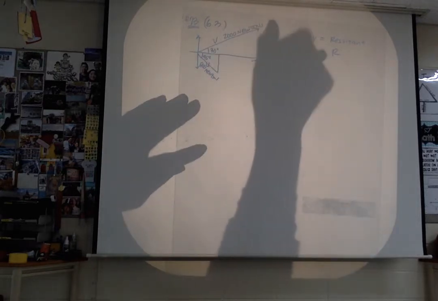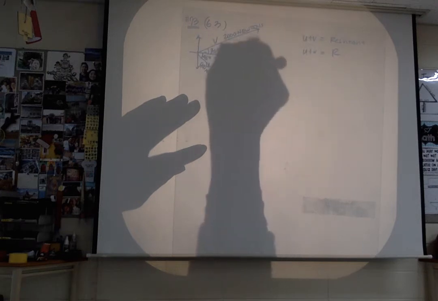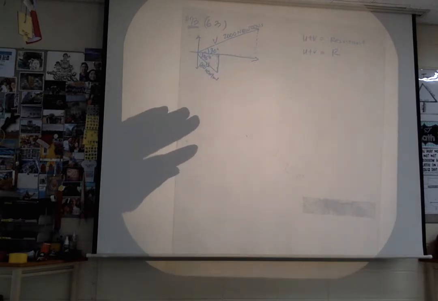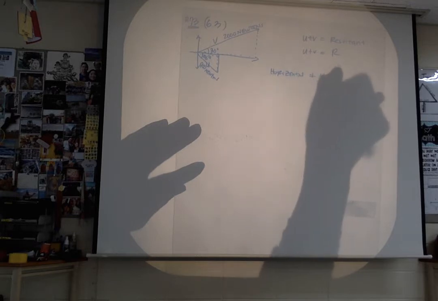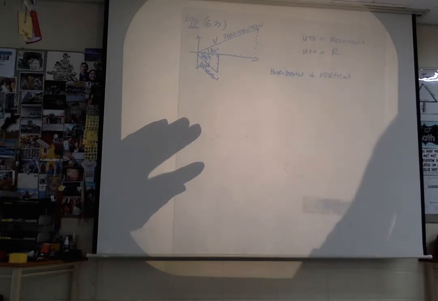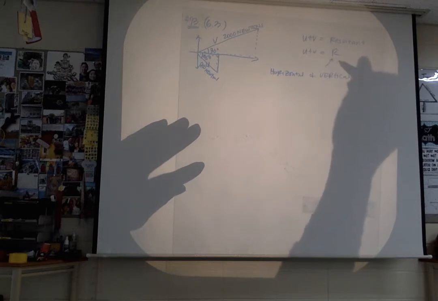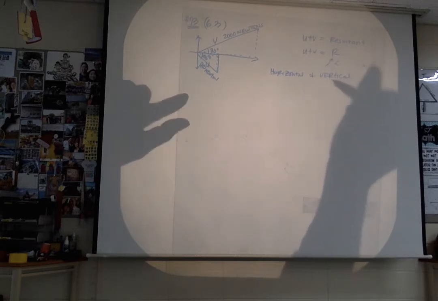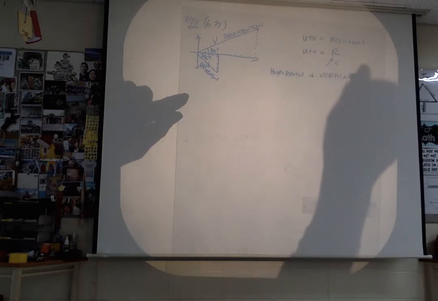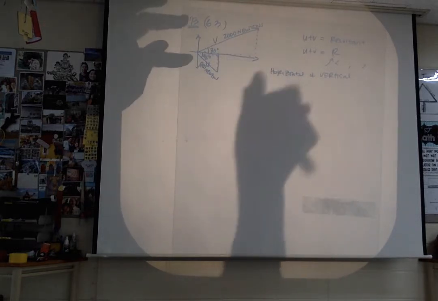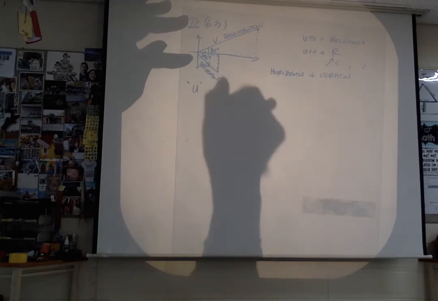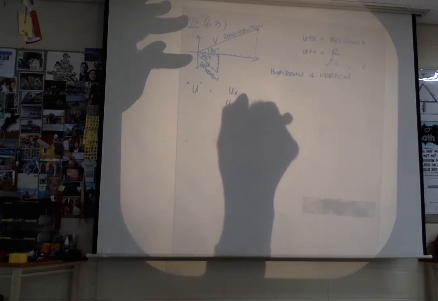What else? This one is v, but it also has a vertical and a horizontal component, and so does this one. So let's actually find those horizontal and vertical components. Just letting you know, the resultant vector is going to be the addition of the horizontal components and the vertical components. Let's find the horizontal and vertical components for vector u.